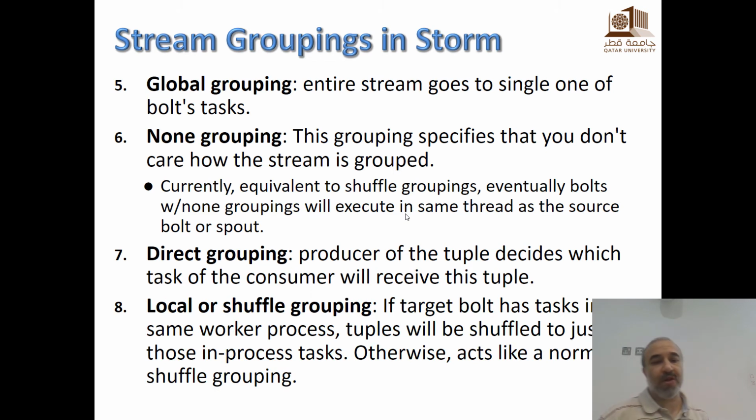The last one is called local or shuffle. So here, if the target bolt has tasks in the same worker process, then the tuples will be shuffled to that one. Otherwise, it will be random. So this is very similar to shuffle grouping. You leave it to the system, but it explicitly says that you should prefer local first, and if there is nothing local, then you do random. So these are the 8 built-in groupings in Storm.